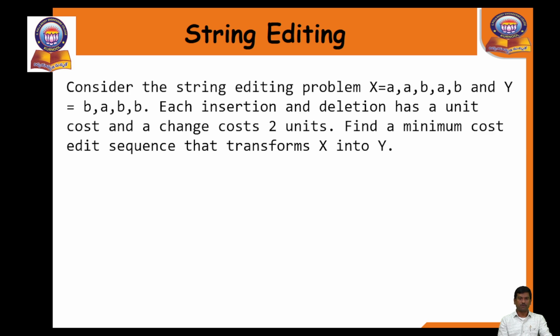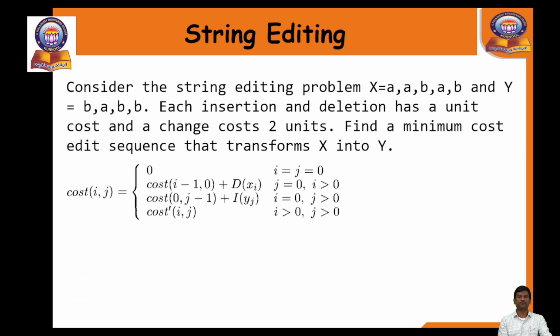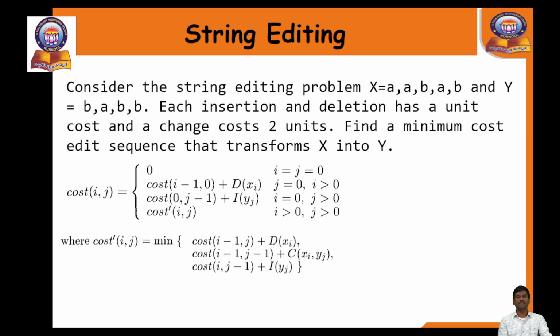Consider the same string editing problem, x equal to the same string, y equal to BABB. Within the question itself, it has been given that insertion and deletion each take 1 unit of time, I mean the cost is 1, and for change, the cost is equal to 2. You need to find the minimum cost edit sequence that transforms x into y.